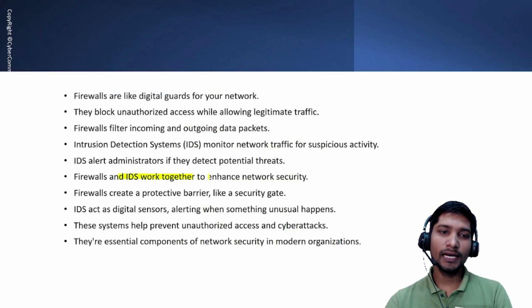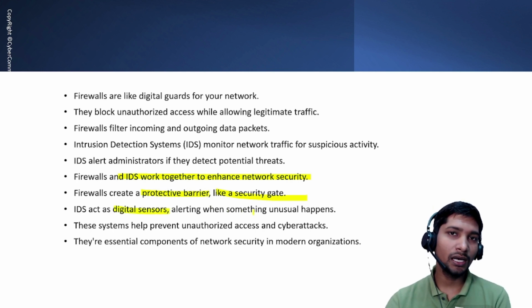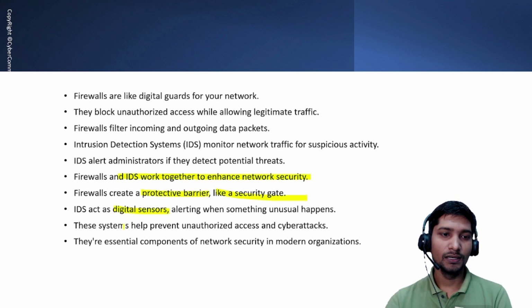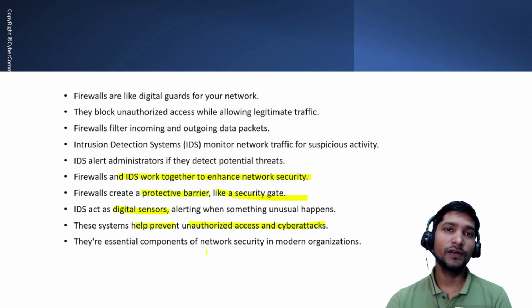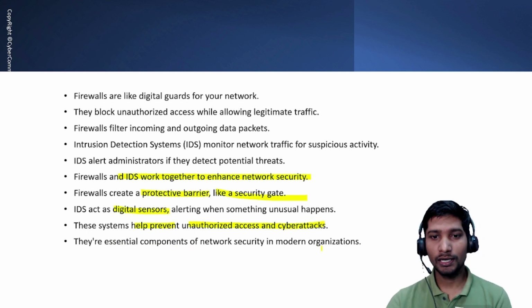Now firewall and IDS work together to enhance network security. Firewalls create a protected barrier like a security gate. IDS acts as a digital sensor, alerting when something unusual happens. As I said, the anomaly behavior which I was talking about in the first video. These systems help prevent unauthorized access and cyber attacks. They are essential components of network security in modern organizations.